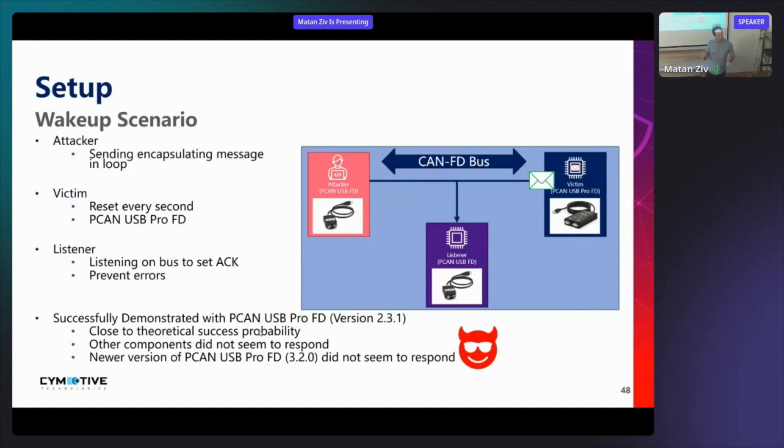The probability of success was very close to the theoretical one that we assumed, and other components that we checked this on did not seem to respond. Any component that we restarted while sending this message did not seem to be vulnerable to this attack. As I said later, we found out that the reason for this is that the protocol itself tried to actually handle this situation. Also, newer versions of the PCAN-USB Pro FD, namely 3.2.0, are already resistant to this attack.